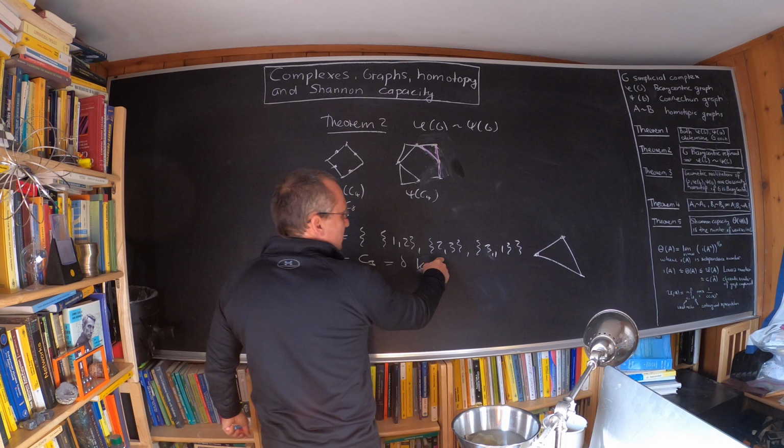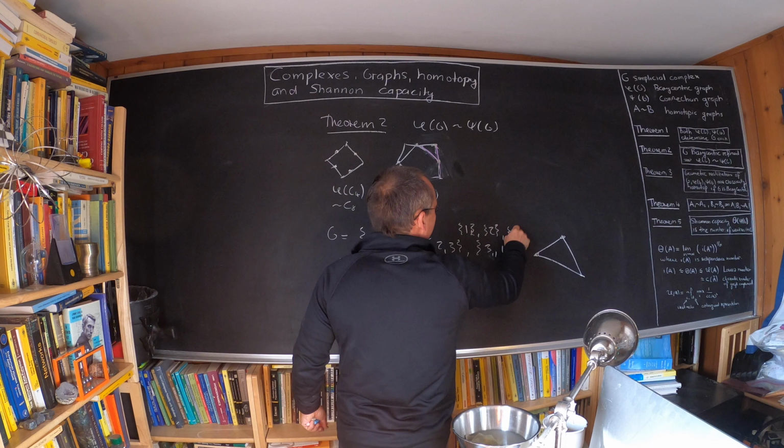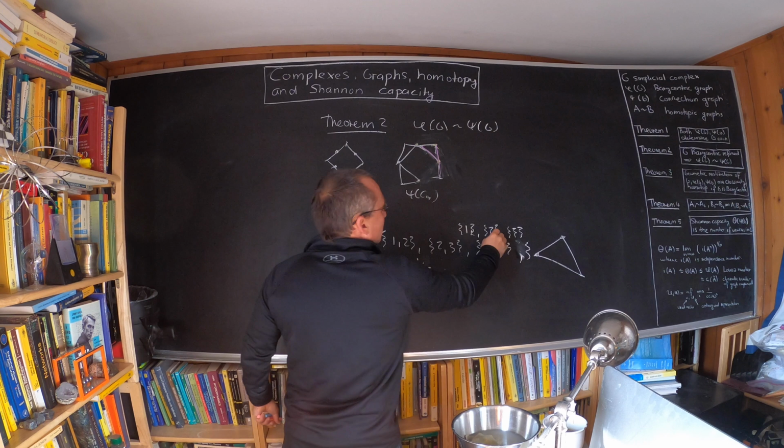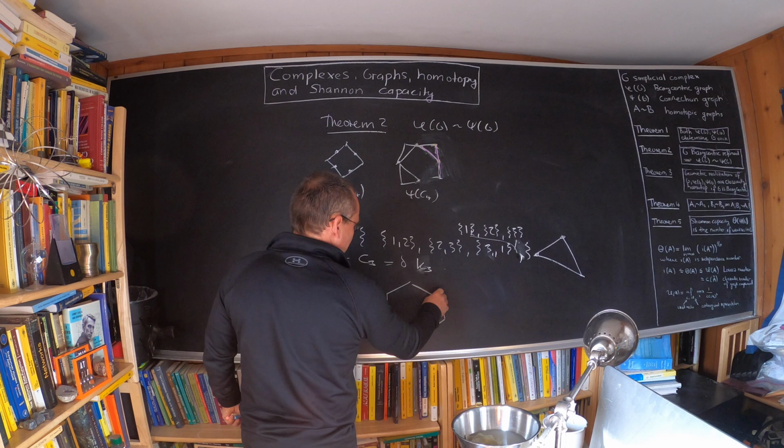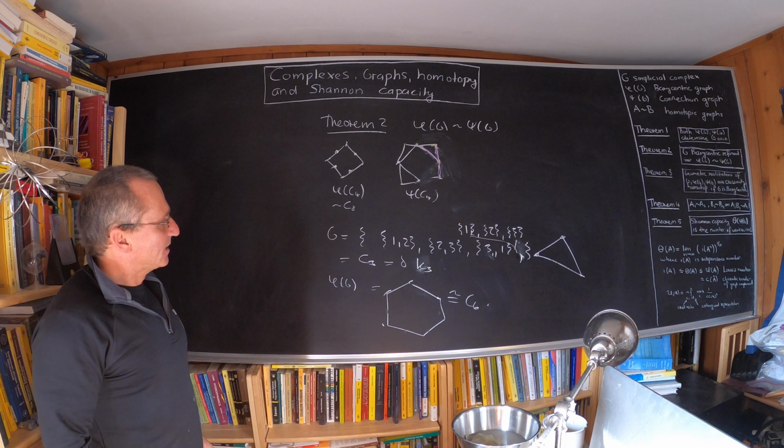Phi of G has 1, 2, 3. We have also the vertices. It's generated by this, but it also contains the vertices. So this has six. So phi of C has six vertices. 1, 2, 3, 4, 5, 6. C6 as a graph. But let's look at psi of G.